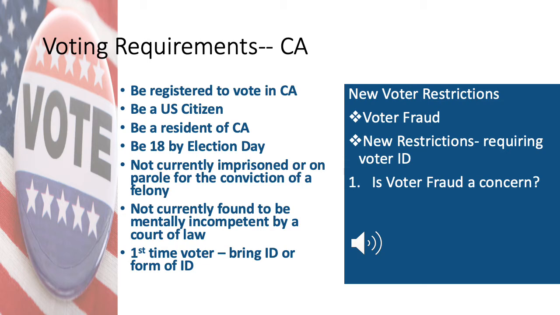In California, you must be registered to vote in California, so you have to be registered. You have to be a U.S. citizen. That's one of the universal requirements. A resident of California, another universal requirement, and 18 on the day of election. Again, the last universal requirement.